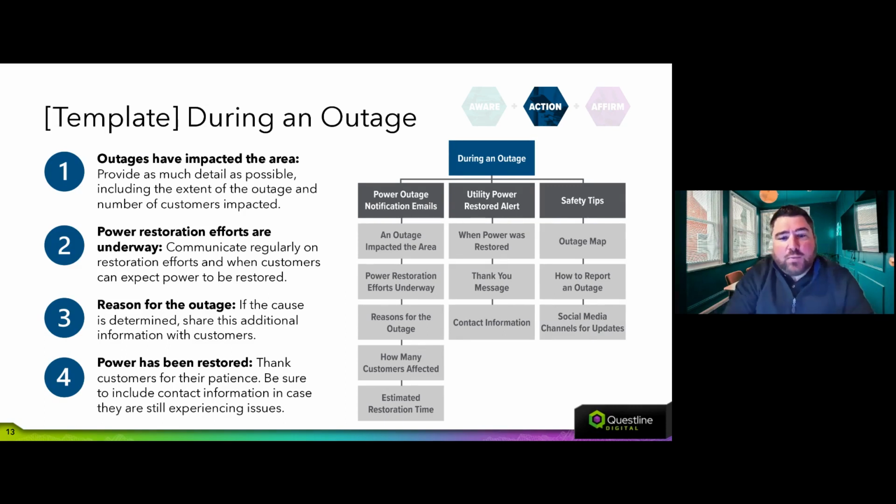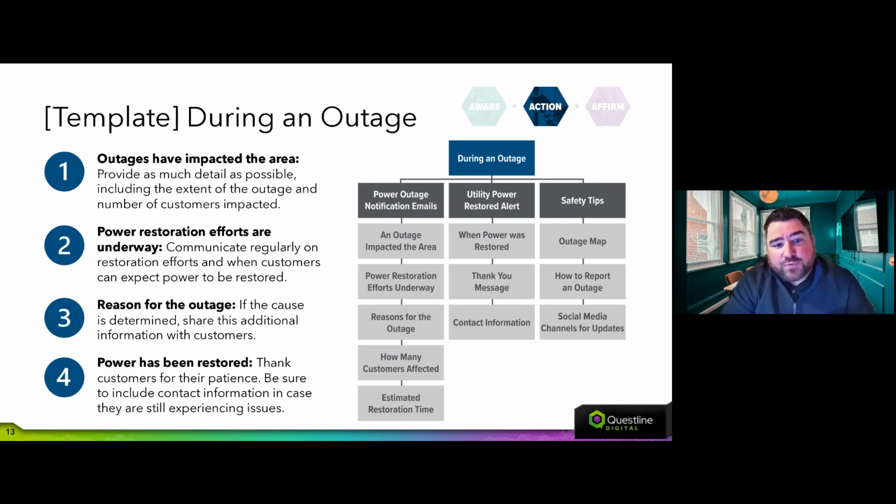So during an outage, first thing you want to do is identify where the impacted area is. You want to provide as much detail as you can on what's happened in that area, the extent of the outage, the number of customers impacted, and have clear communication. Number two, power restoration efforts are underway. Confirming and affirming that things are underway is key to a good experience for your customer, and them having peace of mind that you're on it is crucial to them feeling confident things are going to be resolved in a timely manner. Also, setting an expectation or mean time of restoration is great if you're able to do that.